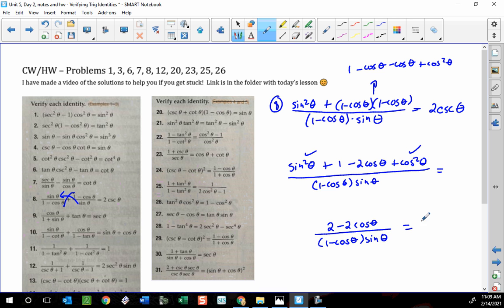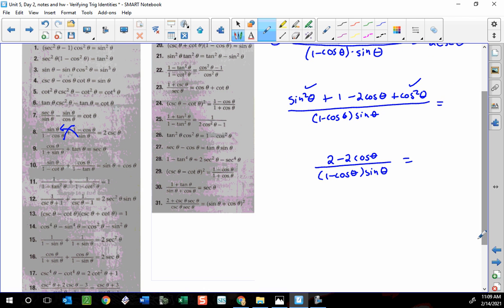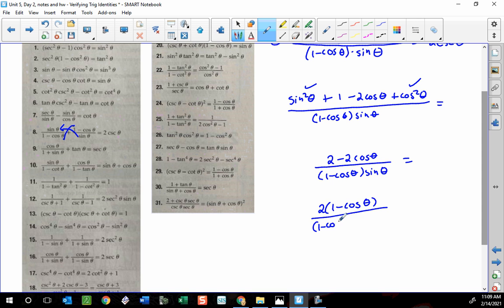And you want to recognize some of these things in your head a little bit because you don't want to sit here and write all these things over and over. It takes forever. All right, so let's look at the bottom right here. 1 minus cosine. I got 2 minus 2 cosine. I can factor out a 2 from here. So if I factor out a 2, that leaves me with 1 minus cosine. We're almost done. So I got 1 minus cosine times sine.